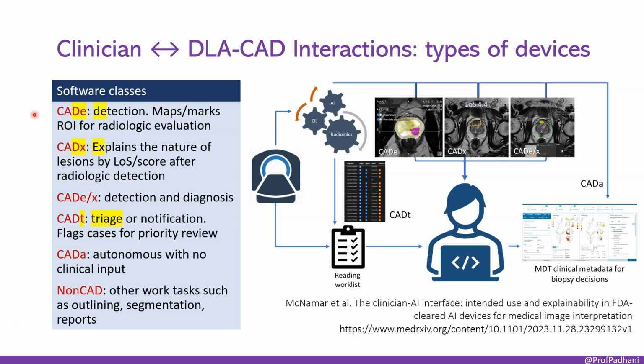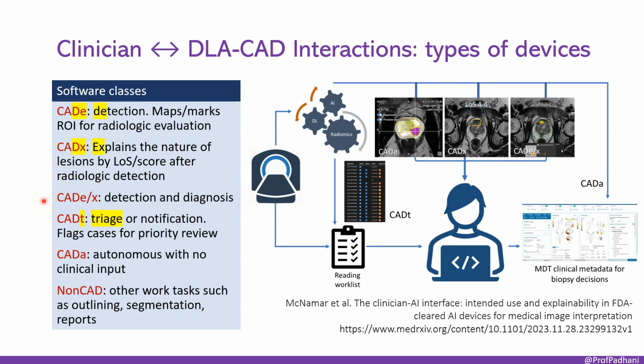CADe stands for computer-aided detection. These tools primarily flag suspicious areas. They draw your attention to potential abnormalities you might need to look closer at. Just detection, pointing things out. Right. CADx, on the other hand, is computer-aided diagnosis or characterization. These go a step further. They provide an assessment of what has been detected, often giving a probability score for malignancy or suggesting a PAARS category. So CADe finds it, CADx gives an opinion on it. Pretty much, yeah. And CADex obviously combines both detection and characterization.